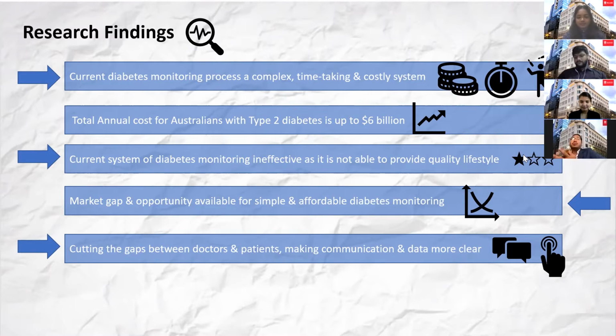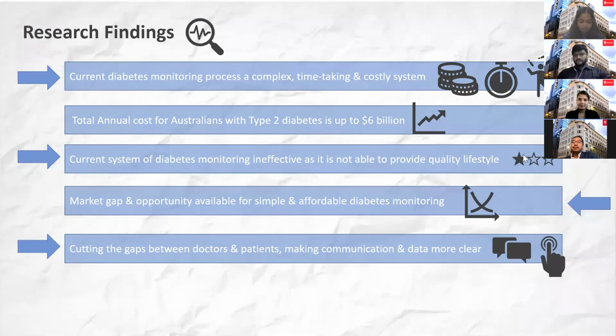With this, what we can see is that this system has not been able to provide a quality lifestyle for the general public in Australia, due to which we see there is a market gap and opportunity available for a diabetic monitoring device in the current scenario. If we can cut the gap between doctors and patients and remove all the middlemen that exist, we can build a more effective system, giving both patient and doctor an easier way to connect.